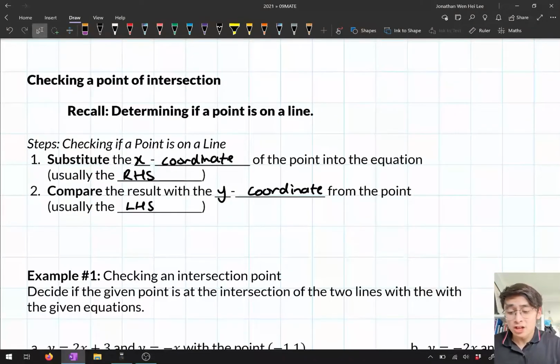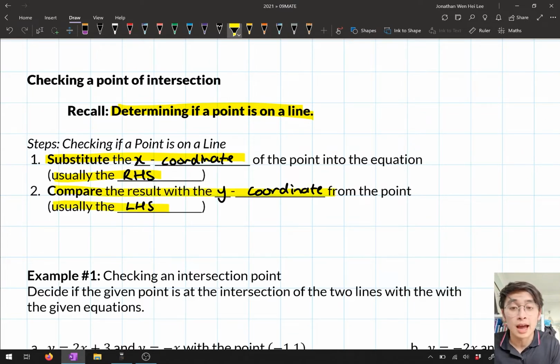The first part, checking a point of intersection. Earlier in this topic, we looked at determining if a point is on a line. The way we determine if a point is on a line is we substitute the x coordinate, and this is usually the right-hand side, and then we compare that with the y coordinate.